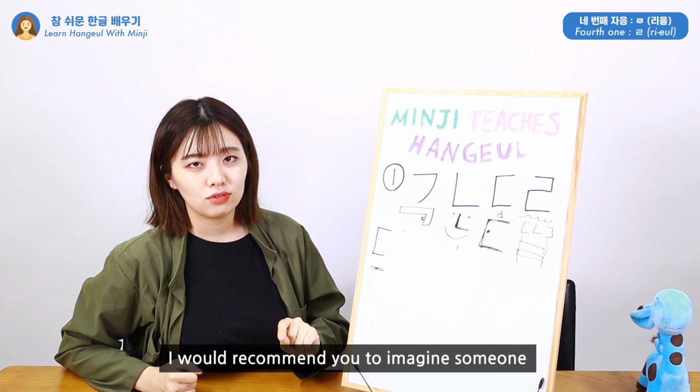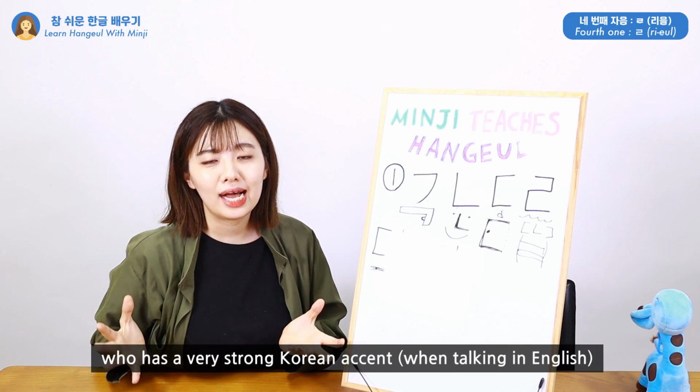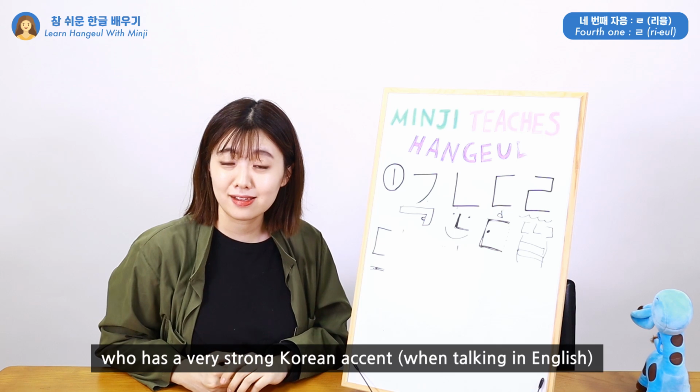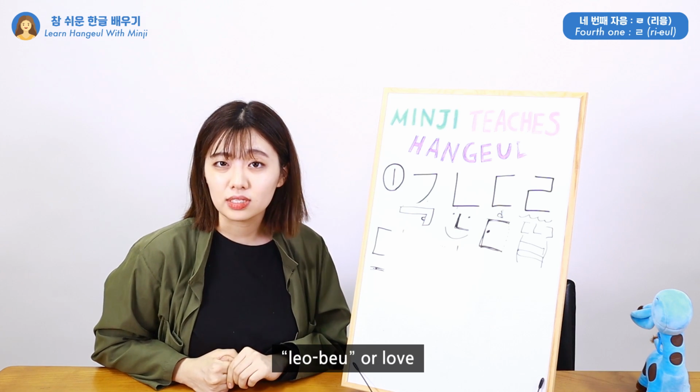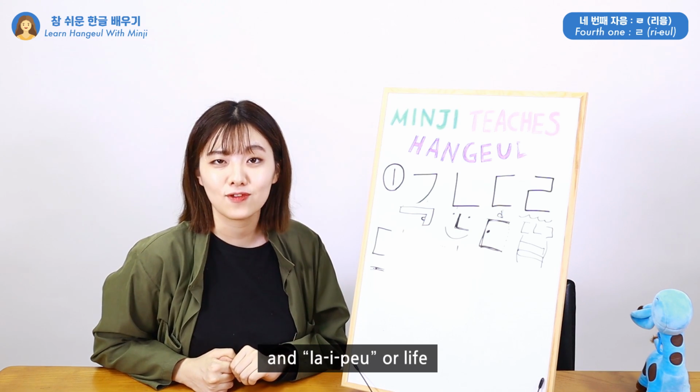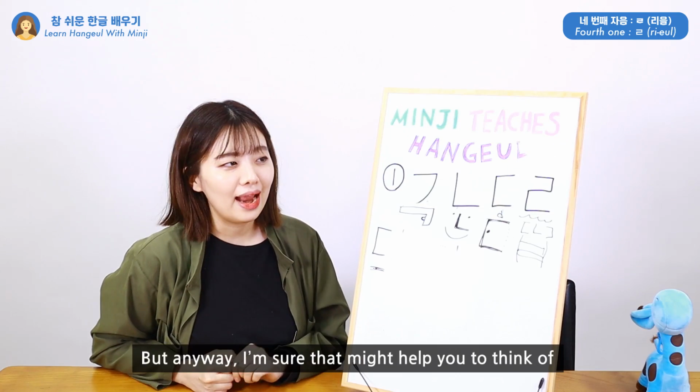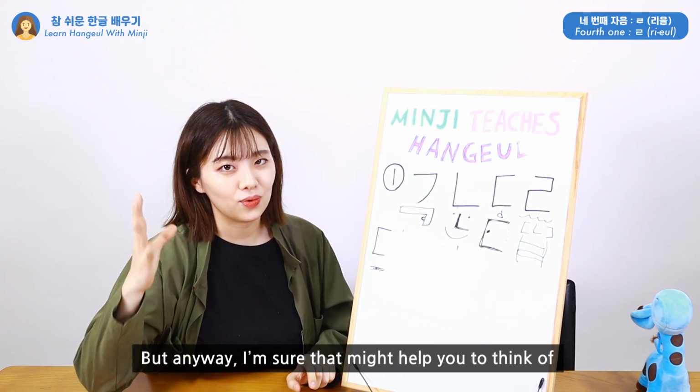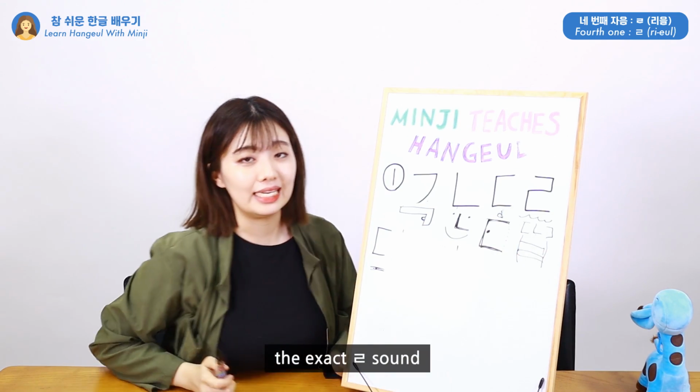Now, I would recommend you to imagine someone who has a very strong Korean accent. You know, they would go like 러브 for love and 라이프 for life. I used to pronounce like that. But anyway, I'm sure that might help you to think of the exact ri-eul sound.